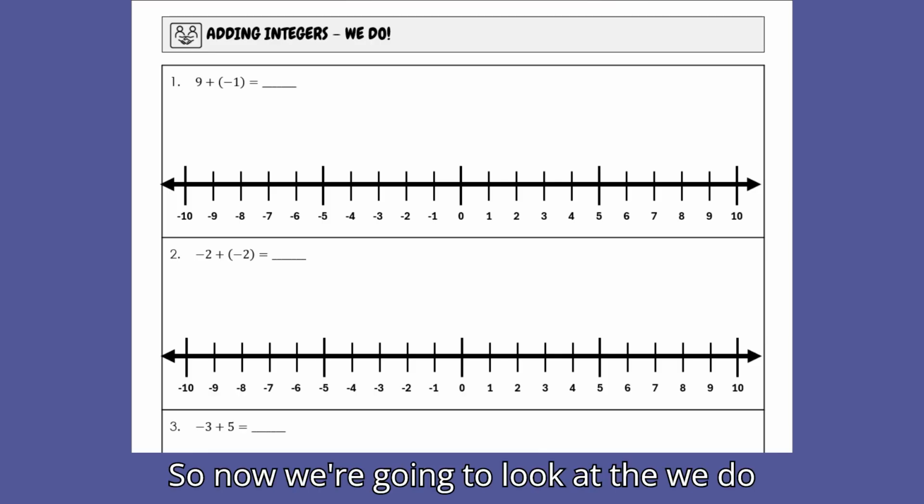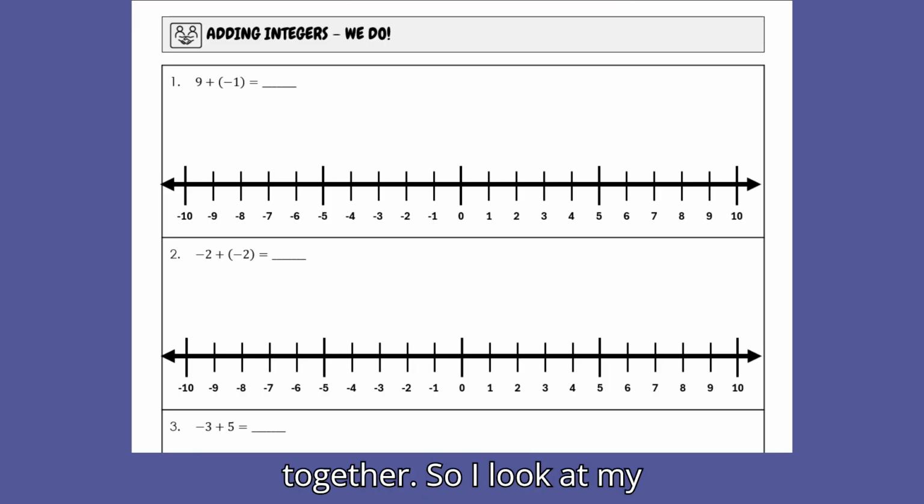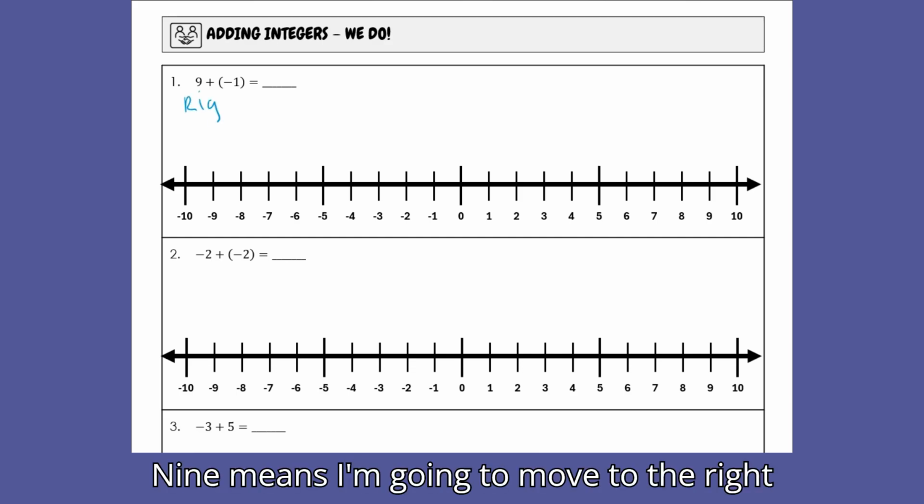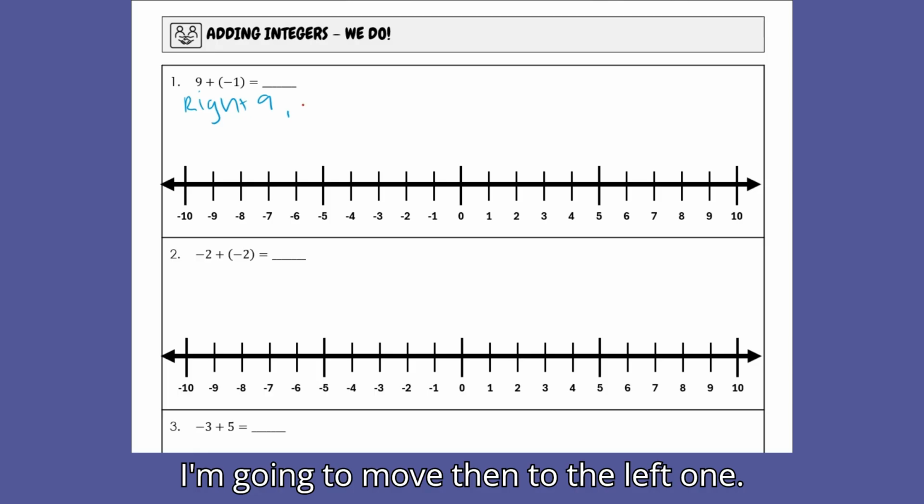Now we're going to look at the we do side, and we're going to practice adding integers using 4 more examples together. I look at my first problem, and I have 9 plus negative 1. 9 means I'm going to move to the right 9, and then I'm adding a negative 1, which means I'm going to move to the left 1.